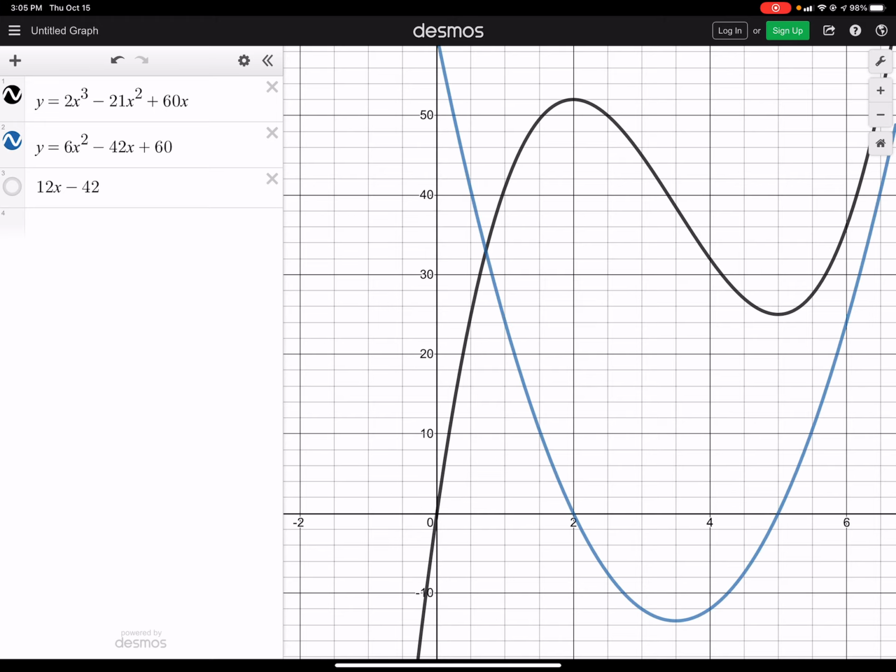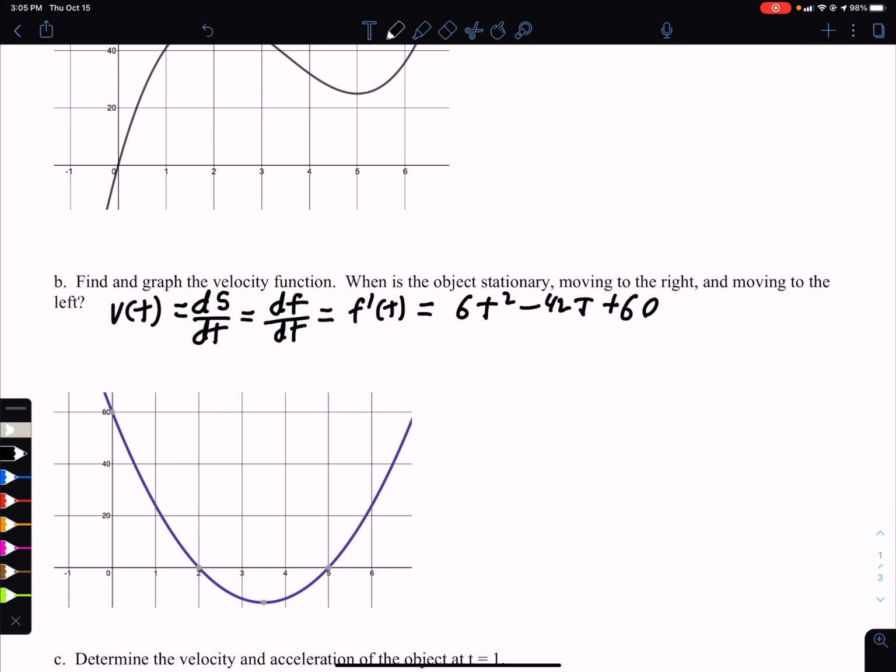So I have it here, and there's a graph. It's a parabola. So that's the graph I have pictured there. So I found the velocity, I graphed it, and then we have a question based on this graph. And we'll do it 2 ways actually. When is the object stationary, moving to the right, moving to the left?